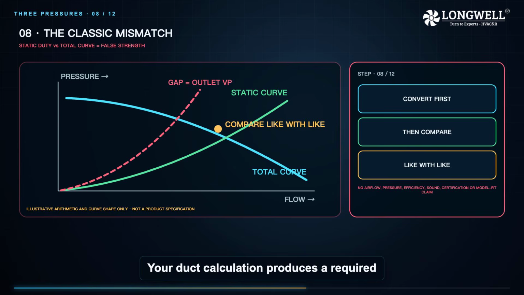Your duct calculation produces a required static pressure. The catalog shows a total pressure curve. Compare them directly and the fan appears stronger than it is, by the outlet velocity pressure, and the installed system comes up short of air with everyone blaming the fan. The rule that prevents it: compare like with like, convert before you compare.